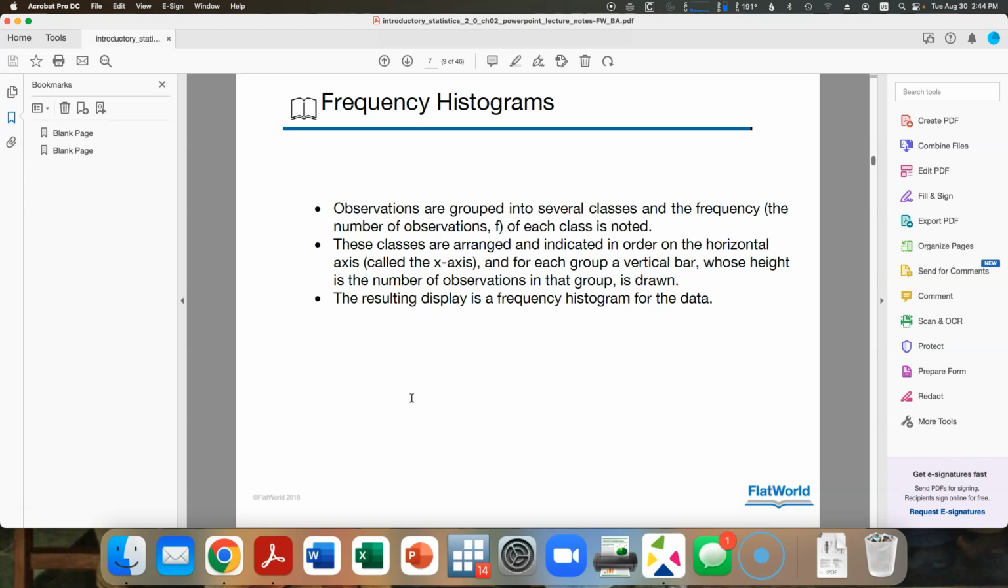So now we get to a second way of talking about how to display the data, and that would be the frequency histogram. So in a frequency histogram, what we're doing here is providing a way to look at the data like we did with stem and leaf, but do it with a much larger data set. So you'd use stem and leaf for a smaller data set, frequency histogram for a larger one.